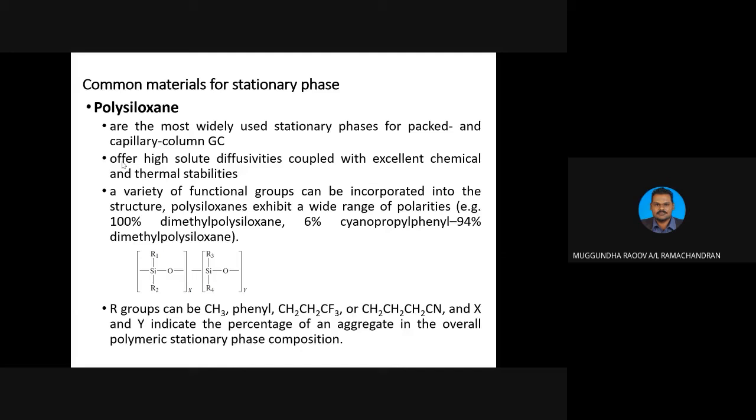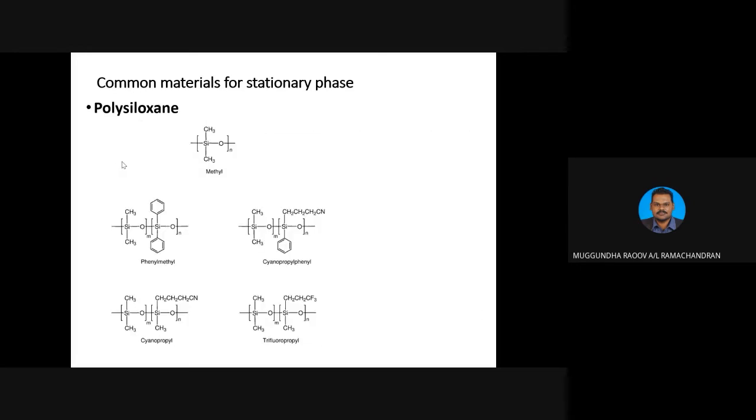Example: 100% dimethyl polysiloxane, and another one is 6% cyanopropyl phenyl and 94% diphenyl polysiloxane. So class, according to the structure here, the R groups can be CH3, phenyl, and can be anything. X and Y indicate the percentage of an aggregate in the overall polymeric stationary phase composition. Common materials for stationary phase are phenyl methyl, cyanopropyl phenyl. So all these are examples of the materials.